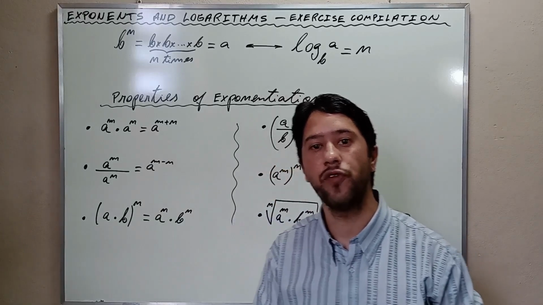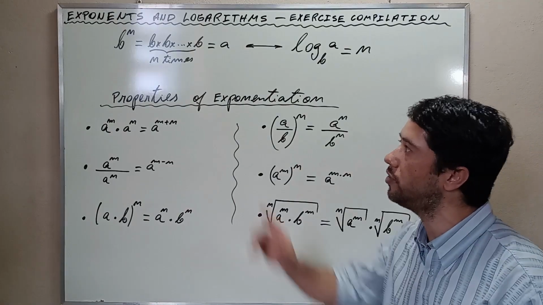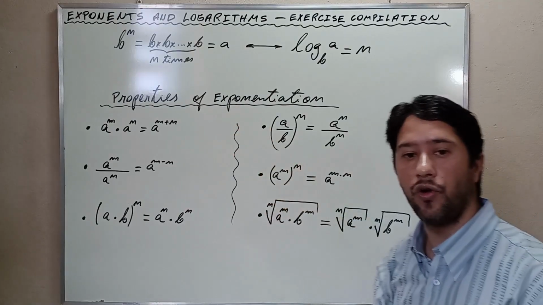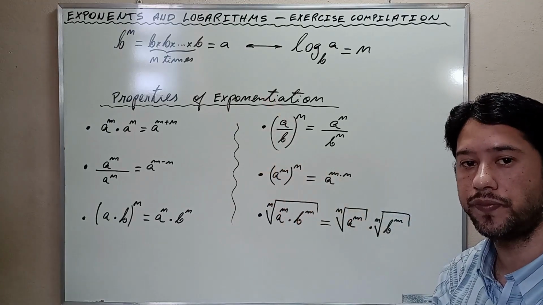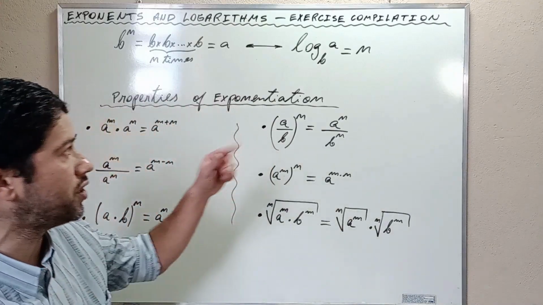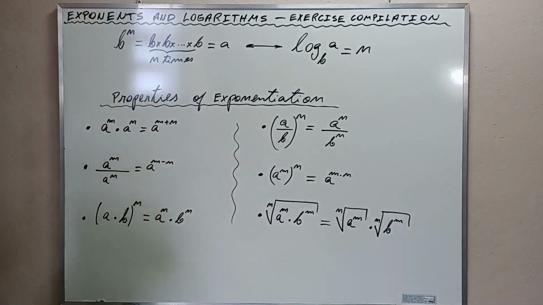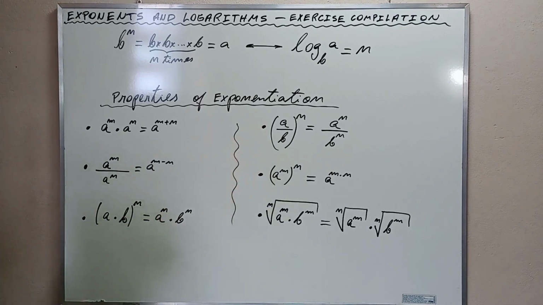Exponentiation is an operation involving three numbers. The base b is the number being raised, the exponent n raises the base, and a is the result of exponentiation. The logarithm is the inverse of exponentiation. It means that the logarithm of a number a to the base b is the exponent n to which b must be raised to produce a.